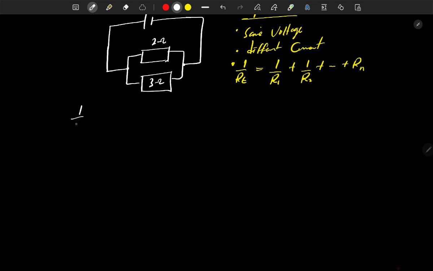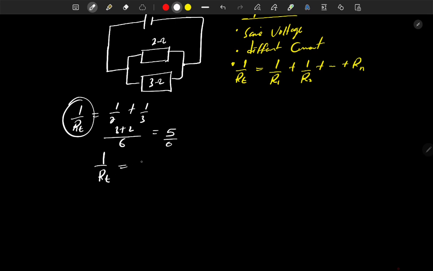In this case, we find the total resistance. We get 1 over Rt is equal to 1 over 2 plus 1 over 3. Common denominator 6, we get 3 plus 2. This gives us 5 over 6. Remember that 1 over Rt is 5 over 6, but we need Rt, not 1 over Rt, so we reciprocate. 6 goes on top, 5 comes down. If you divide 6 by 5, we are getting 1.2. So the total resistance is just 1.2 ohms.